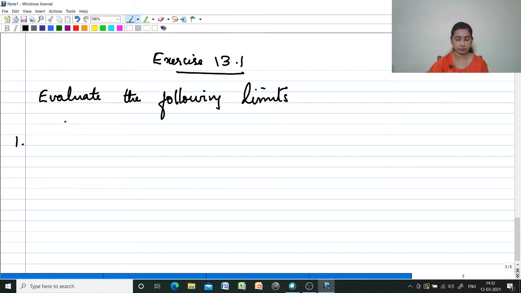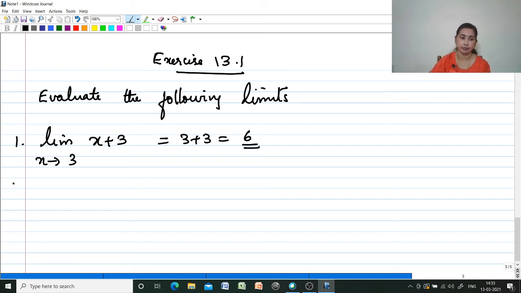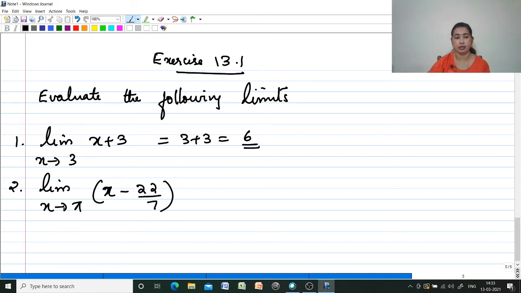First one, limit x tends to 3 x plus 3. This is a very simple question. Directly you can put the value of x as 3 and you are getting 3 plus 3 is equal to 6. Then second one, limit x tends to pi x minus 22 by 7. Here also directly we can give the value for x. So the answer is pi minus 22 by 7. No need of substituting the value of pi now, because it is just asked to find out the limit.